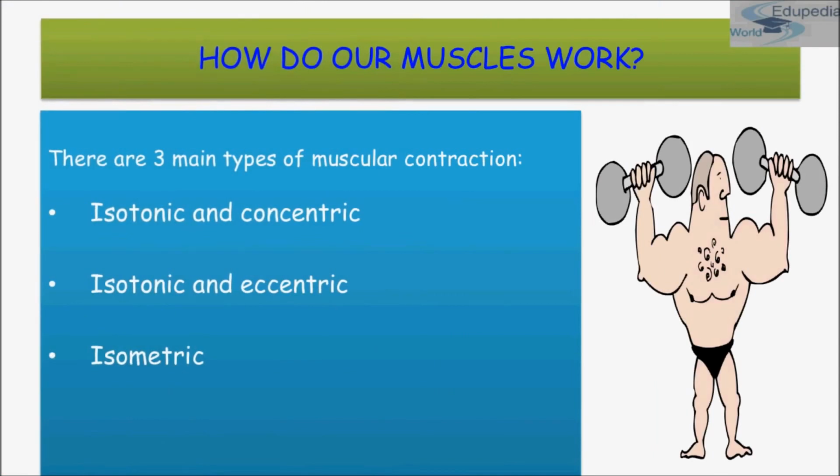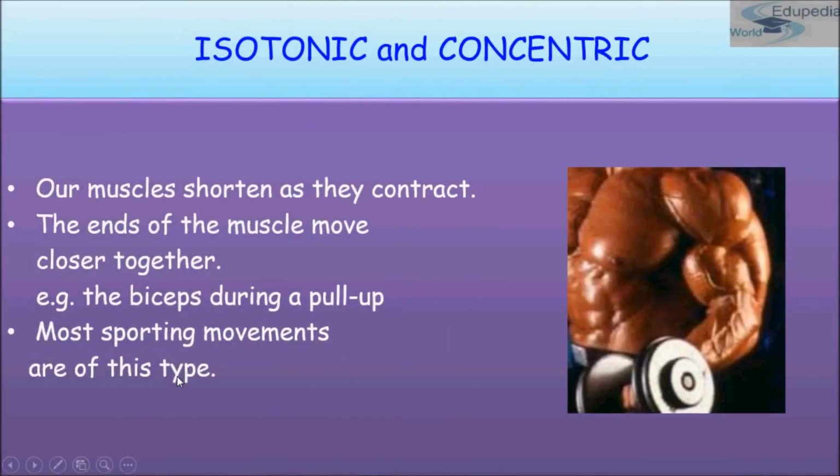How do our muscles work? There are three main types of muscular contraction. First is isotonic and concentric, second is isotonic and eccentric, and third is isometric. So three types of contraction are found. First is your isotonic and concentric.